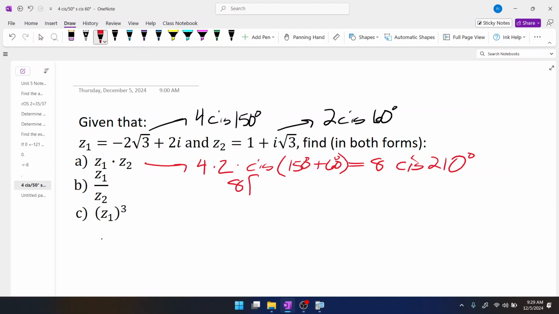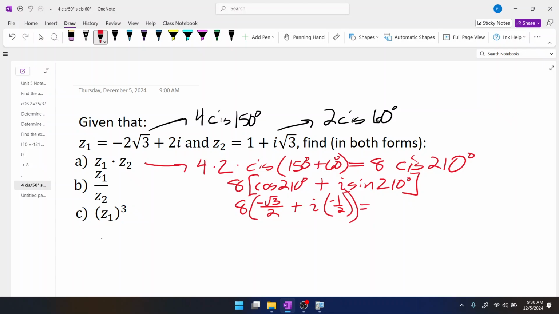So if you took 8 times cosine of 210 plus i times the sine of 210 degrees, cosine of 210 from our unit circle is negative root 3 over 2, and sine of 210 is negative 1/2. So basically what we get here is negative 4 root 3 minus 4i.